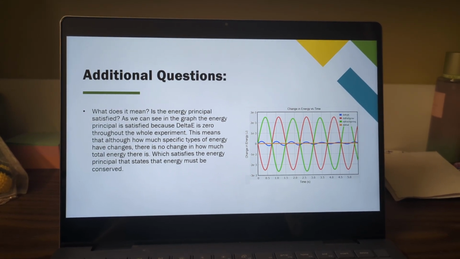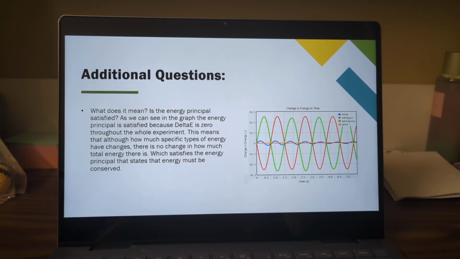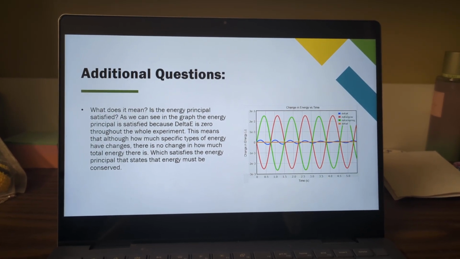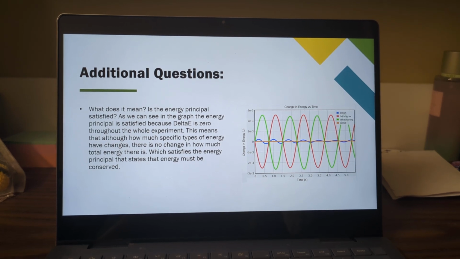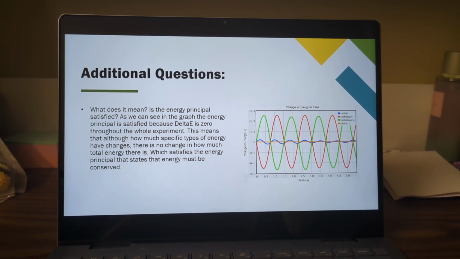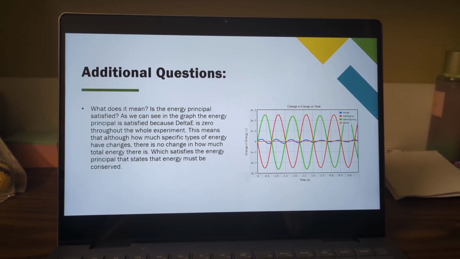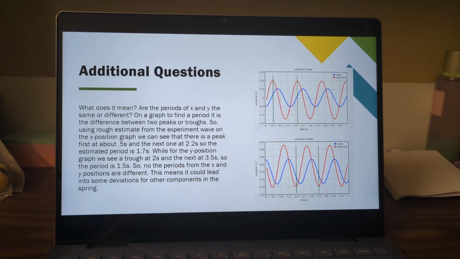Additional questions. What does this mean? Is the energy principle satisfied? As we can see in the graph, the energy principle is satisfied because delta E is 0 throughout the whole experiment. This means that although how much specific types of energy have changed, there's no change in how much total energy there is, which satisfies the energy principle that states that energy must be conserved.